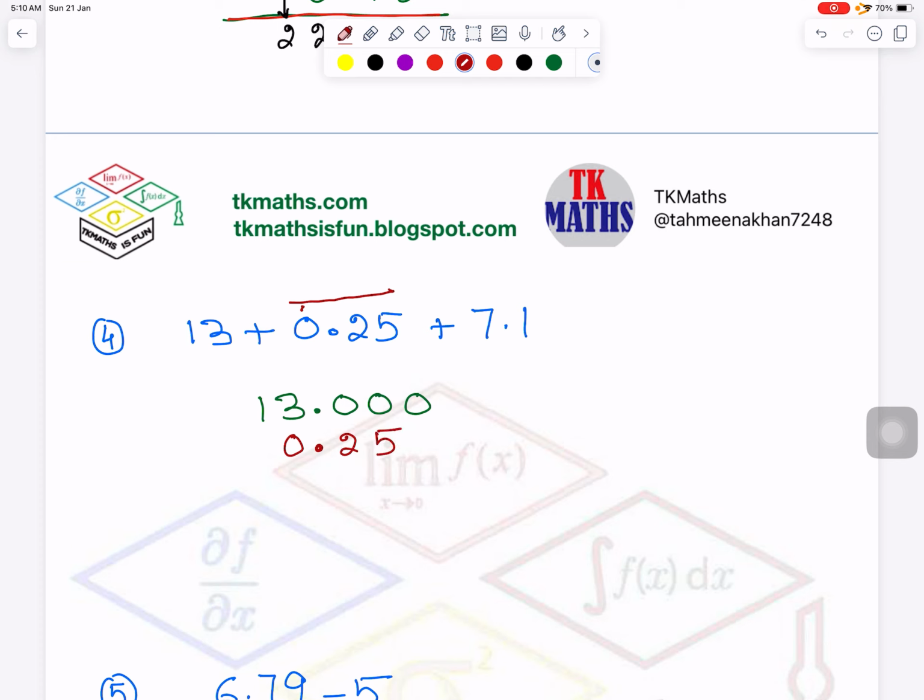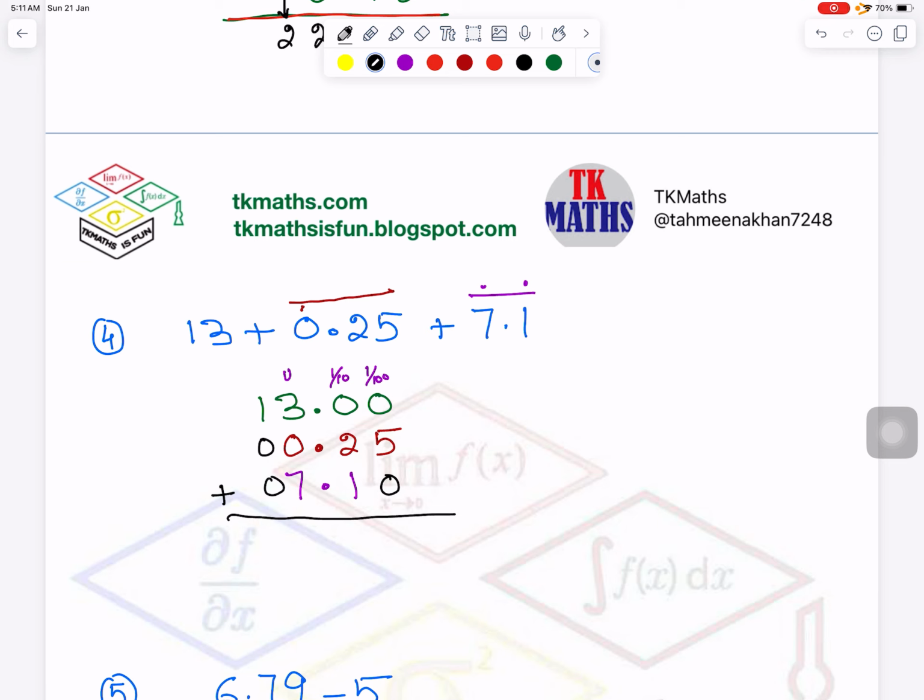Then I have to add 7.1. Okay, 7.1. So again, 1 is my tenths, 7 is my unit. So I will write here. This is my unit place. This is my tenths place. This is my hundredths place. 1000 place I don't need, so let me erase that, right? Okay. So now I will add them up. And like I said earlier, the places which have no digit, let's write zeros there, right? So here, here, and here to avoid any confusion.